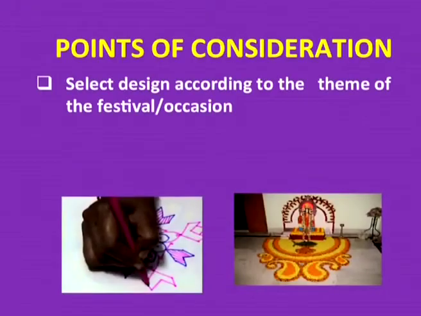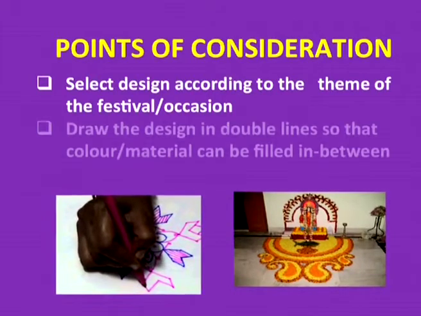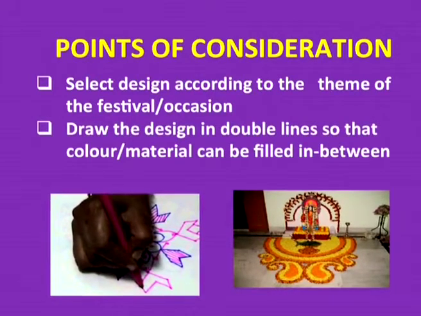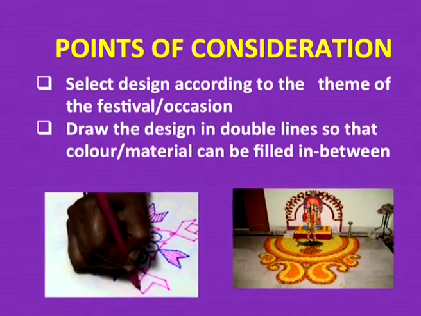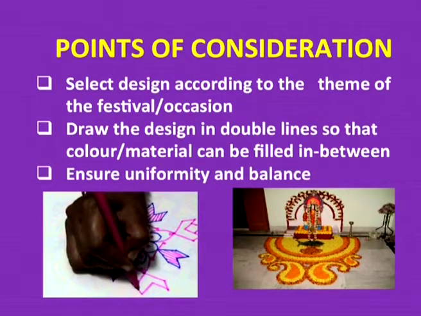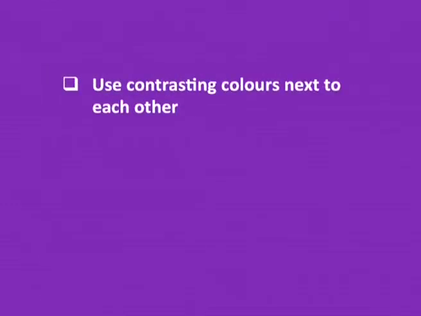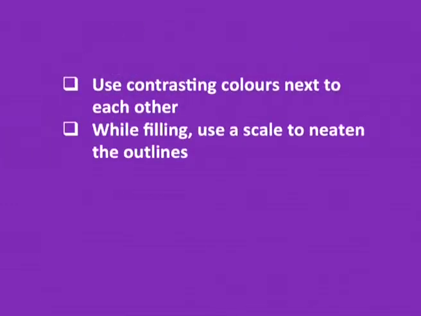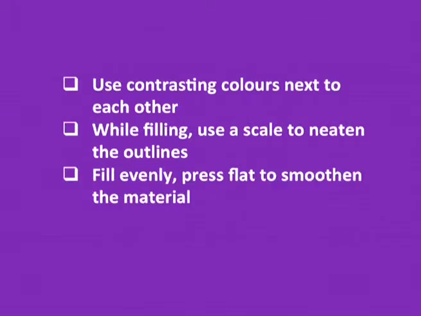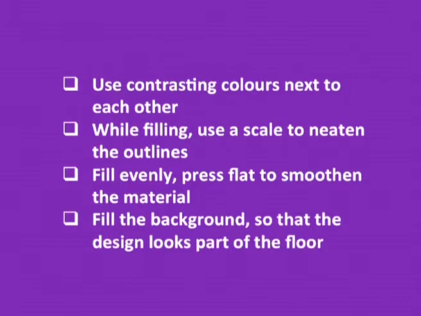So what are the main points that we have to consider while deciding what floor decoration we want to give? Select a design according to the theme of the festival or the occasion. Draw the design in double lines so that color and material can be filled in between. Ensure uniformity and balance throughout the design. Use contrasting colors next to each other. While filling, use a scale to neaten the outlines. Fill evenly. Press flat to smoothen the material. Fill the background so that the design looks part of the floor and not something outside.